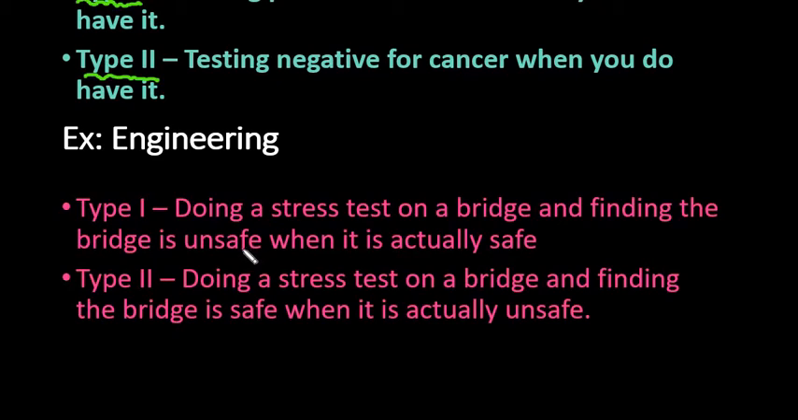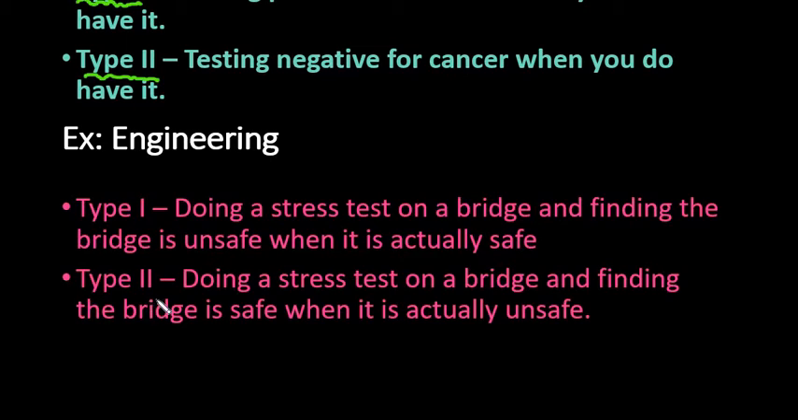And you went through and did repairs on a bridge that was actually safe. So the bridge was actually safe, but you found based on the stress test that it was unsafe and needed repair. So you went ahead and did repairs on a bridge that really didn't need it. It cost some money, but nobody was harmed in doing this.